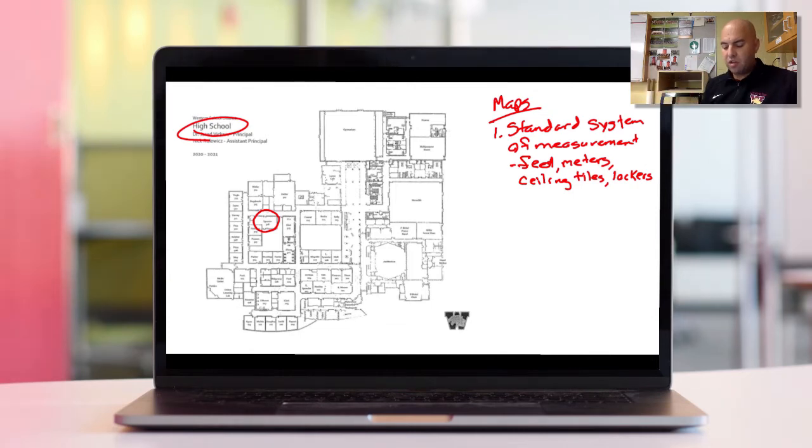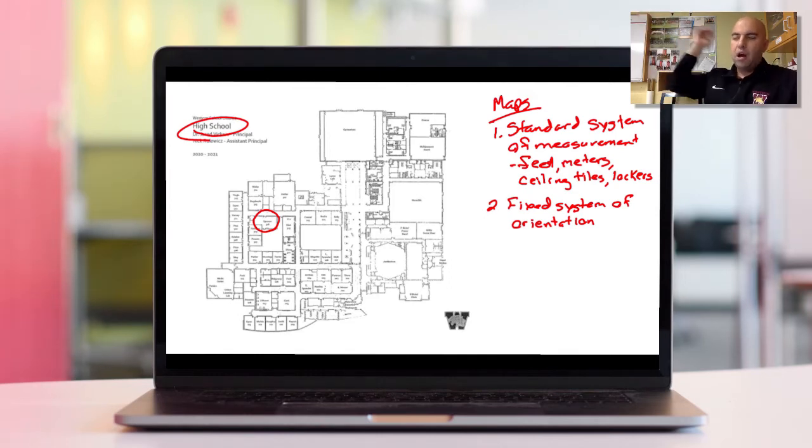The other thing that you need is a fixed system of orientation. That's important because we want to know what direction we're going in. One of the problems is when you start talking about right, left, or other things like that, that can get tricky, especially if you start getting your locations mixed up. So we want to have a way of knowing where we are regardless of where we are.